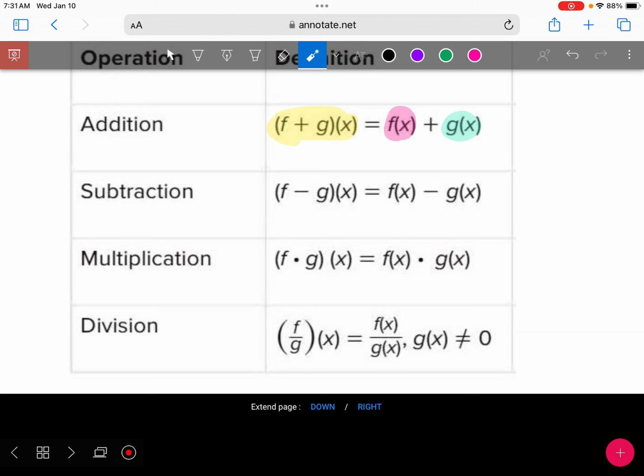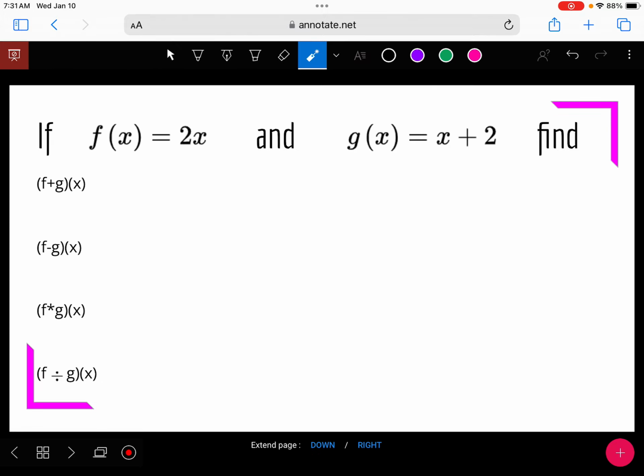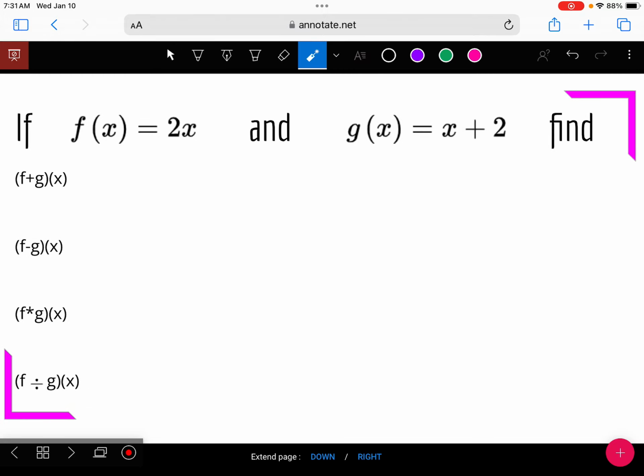Okay, I promise we'll see these more as we start working through stuff. Because what we're going to do next is I'm going to give you two rules. I'm going to give you an f of x equals, and I'm going to give you a g of x equals, and we're going to do all four of them. So it looks like this. If f of x equals 2x, and g of x equals x plus 2.